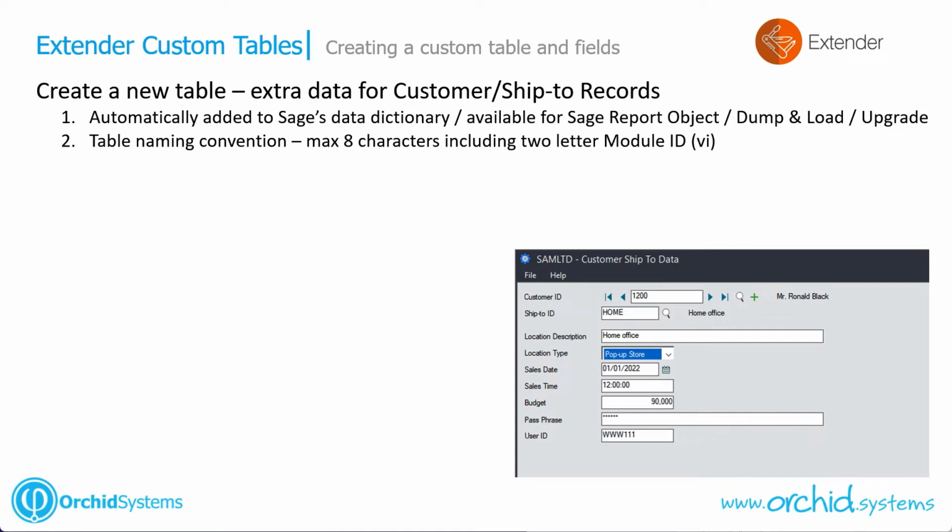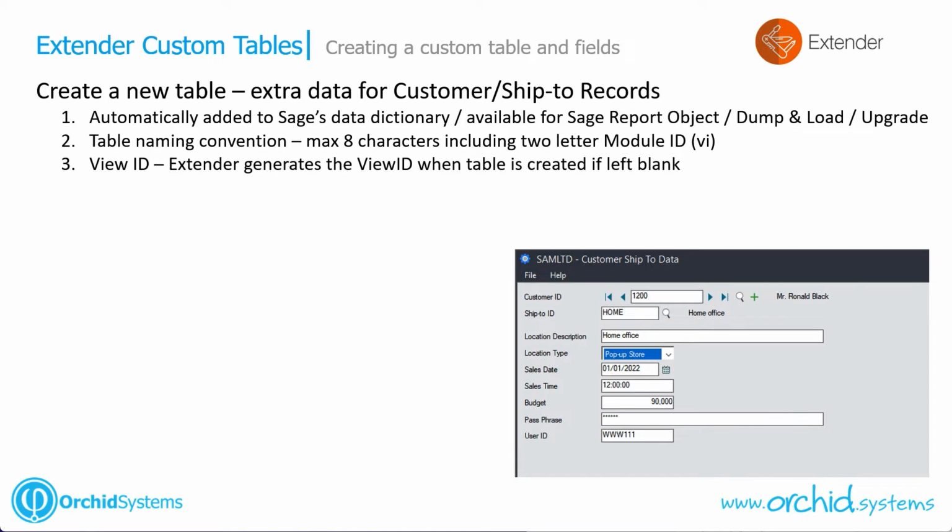When you create a table, you need to stick to Sage's convention that the table name cannot be longer than 8 characters long, and this must include the 2-letter module ID. So if you want to keep all your tables associated with Extender, you would start with them as VI.